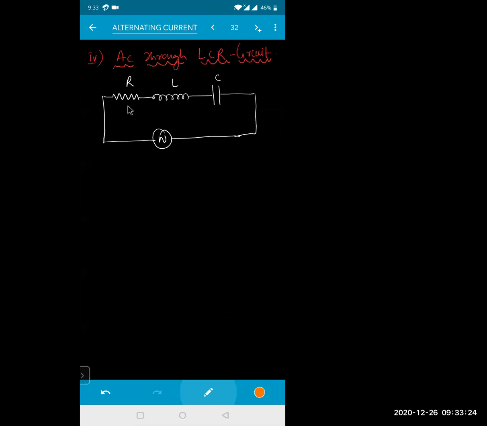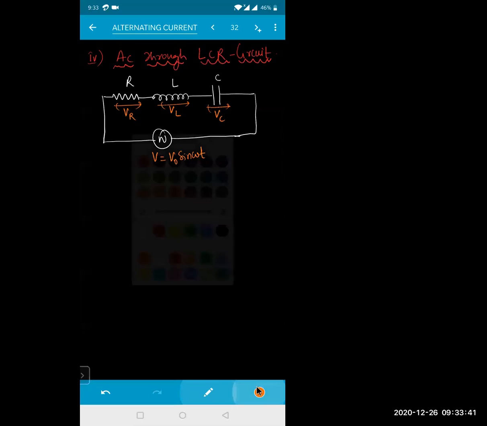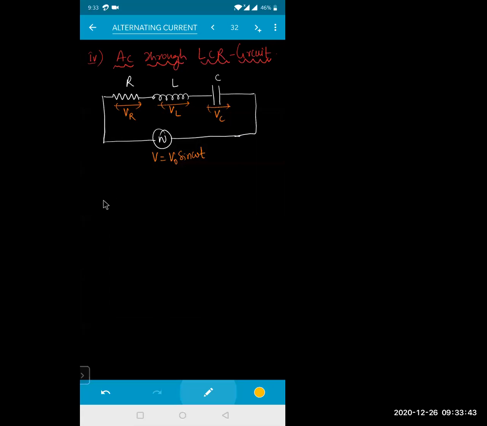So we'll be getting the potential. This one is the potential across your resistor, this is the potential across your inductor, and this is the potential across your capacitor. Potential across the alternating source, V is equal to V naught into sine of omega t. First, we know the relation V equals V naught sine omega t. Potential across your resistor will be equal to I into R. Potential across your inductor is equal to I into XL. Potential across your capacitor will be equal to I into XC.